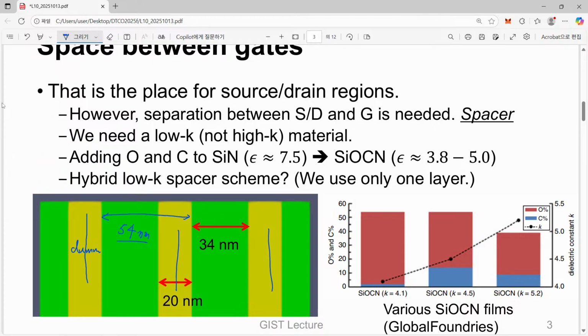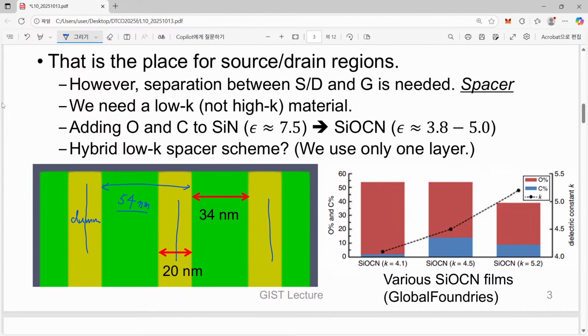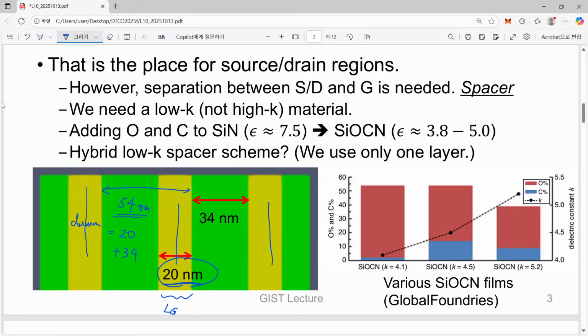When we think about this CPP number, CPP can be decomposed into two numbers. One is of course this 20 nanometer corresponding to the gate length. This is currently just amorphous silicon or polysilicon, but later it will be filled with other materials. So this is 20, and 54 is a sum of 20 plus 34. This green layer corresponds to that 34, and that is our today's topic.